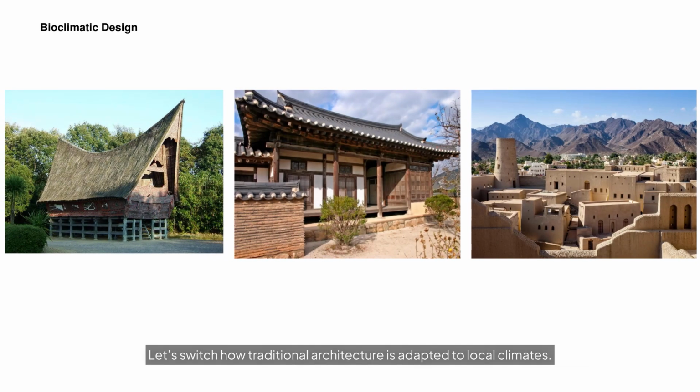Let's switch to how traditional architecture is adapted to local climates. Building configurations and material selection are all influenced by local climates. The Indonesian traditional building features a steep thatch roof to shed heavy rains. Its building foundation is made of elevated logs to protect against flooding and keep the space dry through natural ventilation beneath the structure. The locally sourced thatch roof also helps keep the interior dry by breathing naturally.